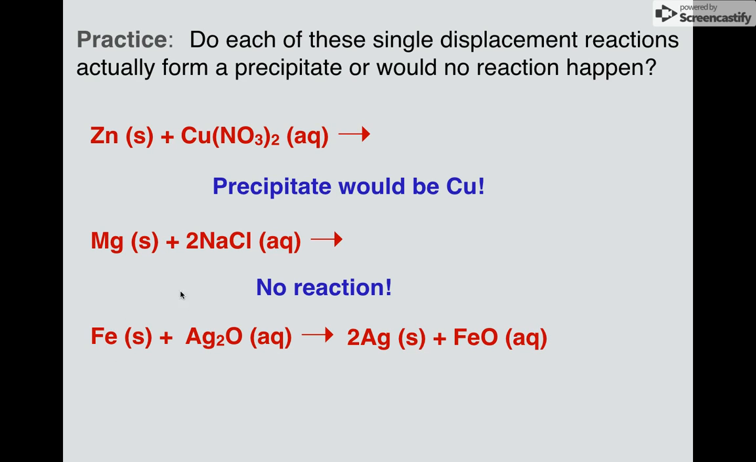What about this? I've got iron and I've got silver. Is iron able to replace silver? Yes, it is. And in fact, like it says right here, I would end up making my nice solid silver. So that's pretty much it.